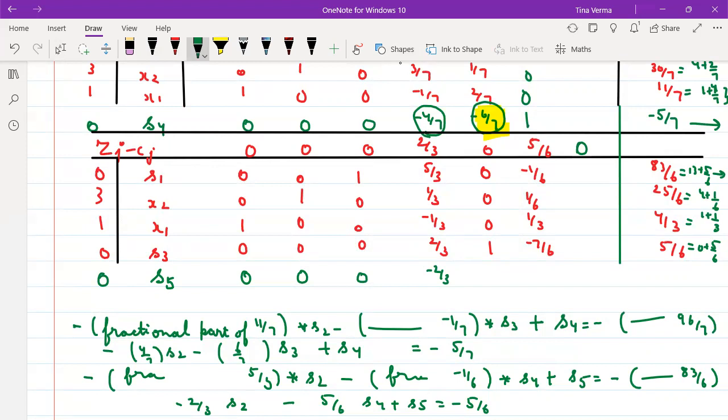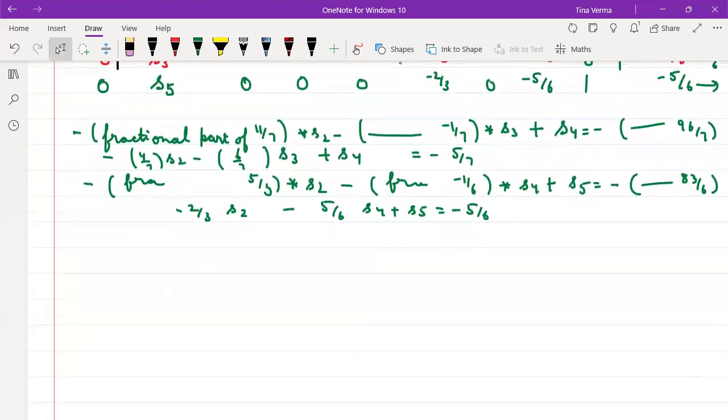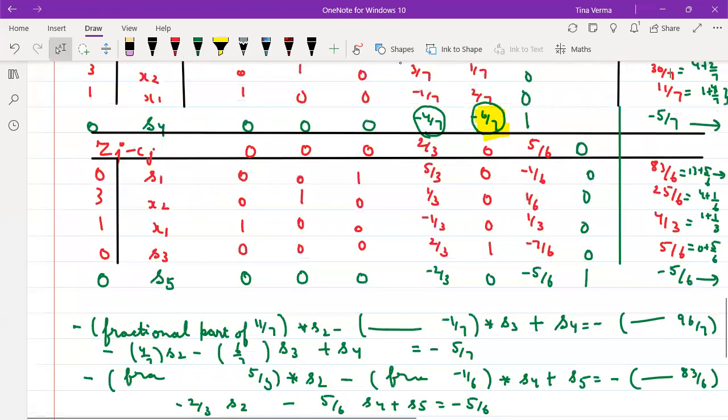How much is the constraint coming? Minus 2 by 3, 0, minus 5 by 6, and here one s5 will be added, 0, 0, 0, 0, and this entry is your minus 5 by 6. That means this has been disturbed. This will be the leaving. The next iteration will come as your optimal, right? If you apply this, this is the leaving. Which will be the entering?